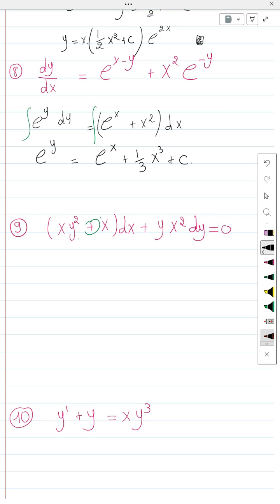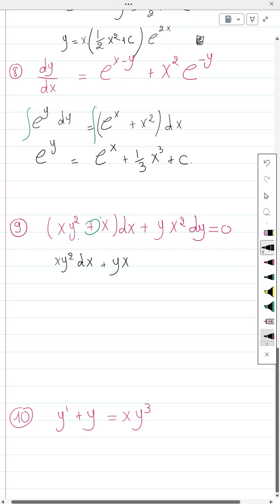So everything that is related to x by itself or y by itself on one side and all the other things on the other side. So we're going to obtain xy squared dx plus yx squared dy is going to be equal to minus x dx. So by integrating both sides, or first we should, so here we have y squared and here we have x squared.